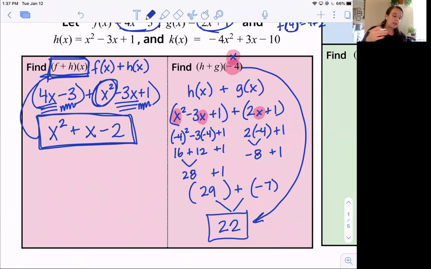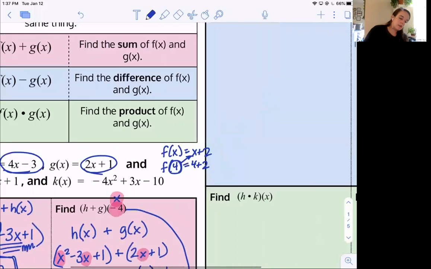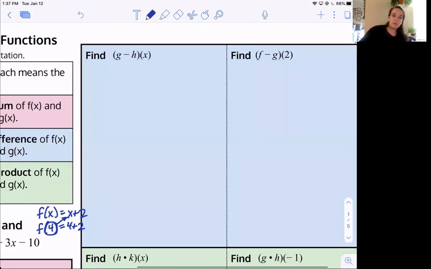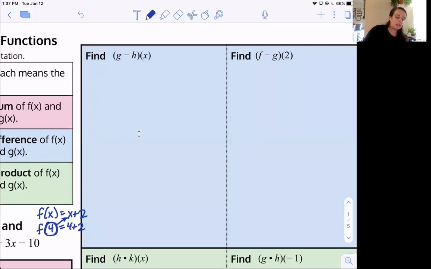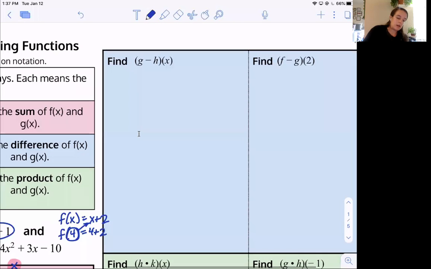Sounds good. Let's try a subtraction one. We'll do one subtraction one and then one multiplication one, and then we'll pop onto the assignment. So for this one, what two letter functions am I using? Am I using F? Am I using G? Am I using H? Am I using K? Yeah, G and H.